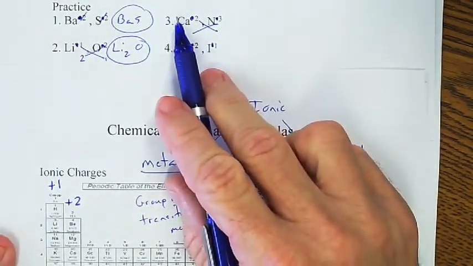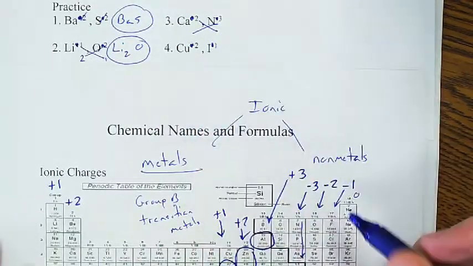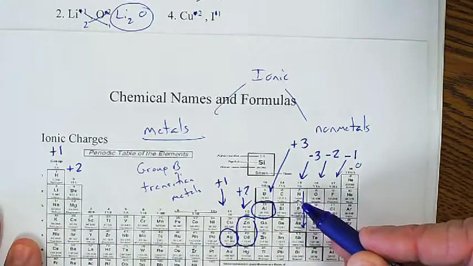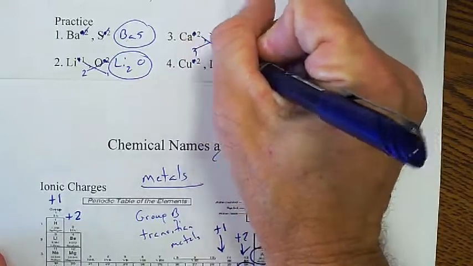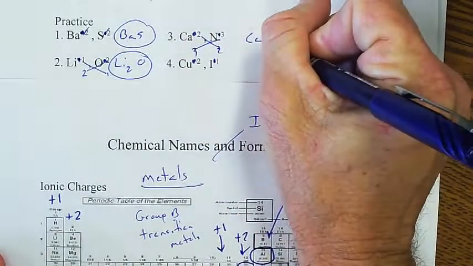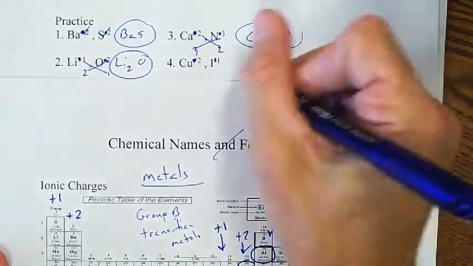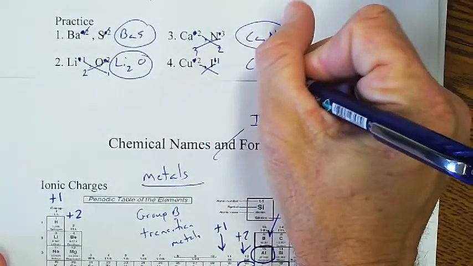Calcium, again, is in column 2 on the periodic table. Nitrogen's in column 5, which is -3. So there's nitrogen there. And again, just cross them. You end up with a 3 there and a 2 there. So Ca3N2. Copper, I gave you the charge for it because it could have more than one charge. But again, cross them. You end up with CuI2.